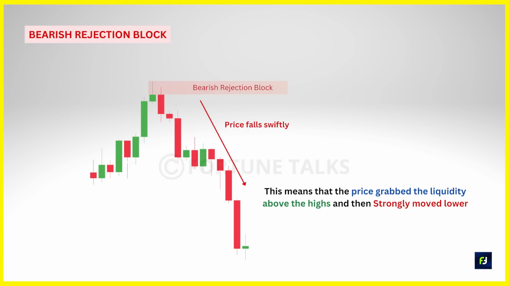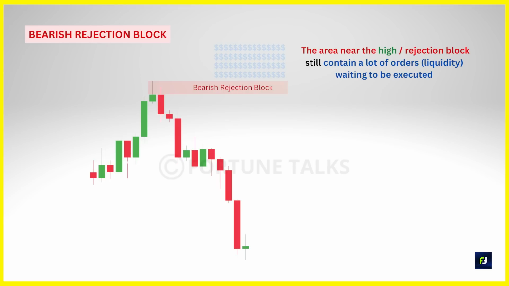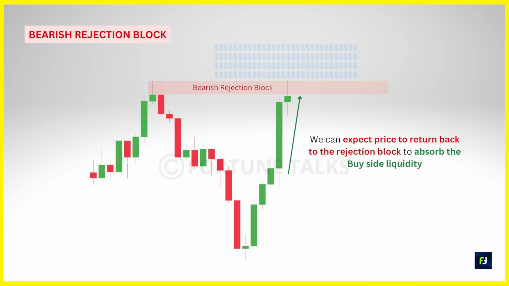We expect the price to swiftly decline lower after the rejection. Such a move would mean that the price has grabbed the liquidity above the highs and then it strongly moved lower. This would also signal that big players were involved in the price move. Keep in mind that the area near the highest wick or the rejection block still contains a lot of orders waiting to be executed. These include a cluster of buy stop loss orders and buy limit orders. So we expect the price to return back to this rejection block to absorb the buy side liquidity.